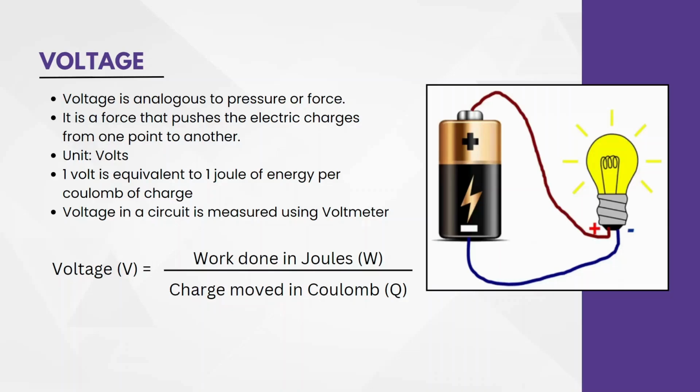Now 1 volt is equivalent to 1 joule of energy per coulomb of charge. So when a work of 1 joule is completed for every coulomb of charge, then the potential difference or the voltage is said to be 1 volt. And we measure the voltage or the potential difference using a voltmeter. So mathematically, we can represent voltage as work done in joules divided by the charge moved in coulomb.